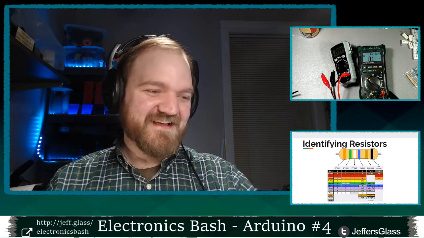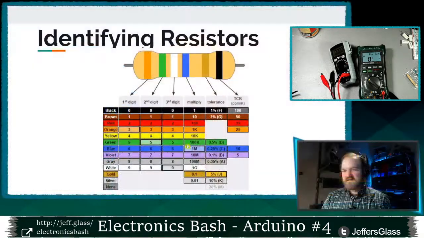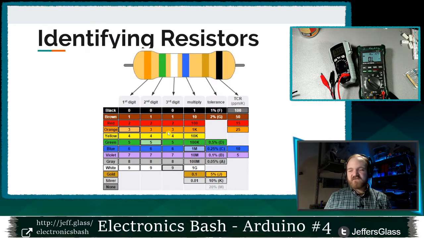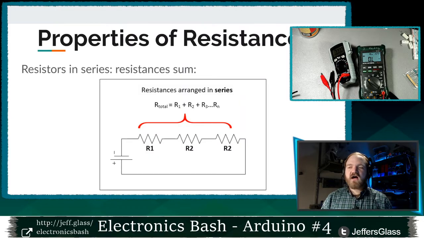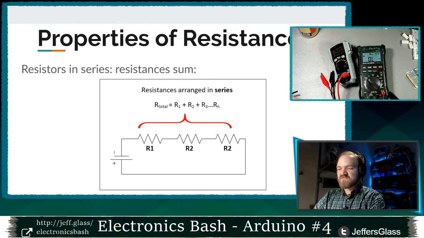Let's come back over here, let's see where we're going next. So we've talked about so far, we put one resistor in line with the power supply. We basically just did a resistor by itself. What happens if you start hooking multiple resistors together? There's a couple of simple properties to learn.